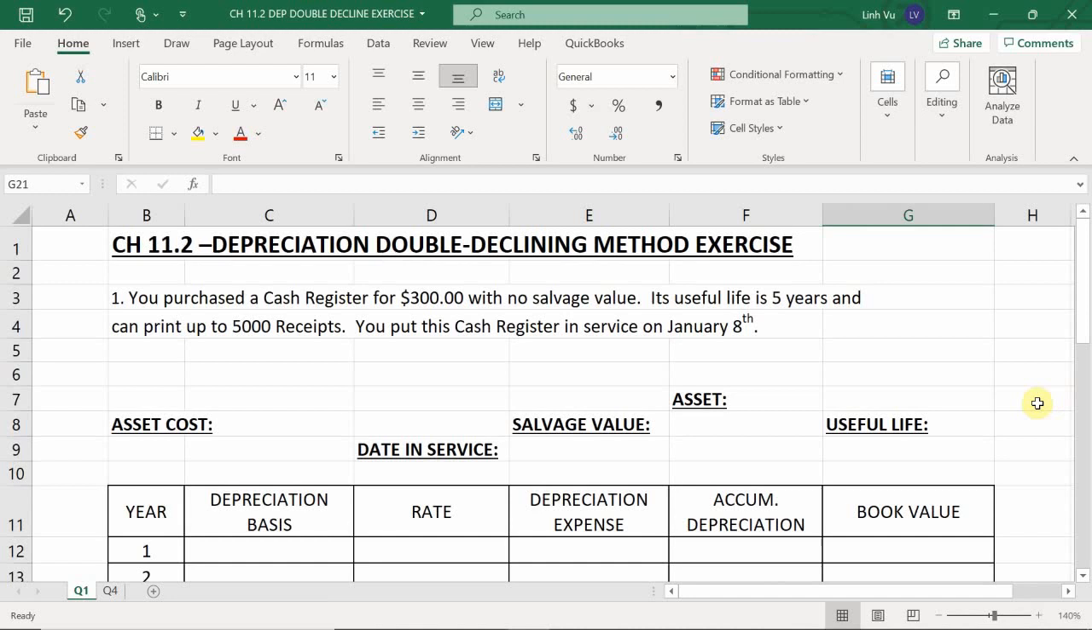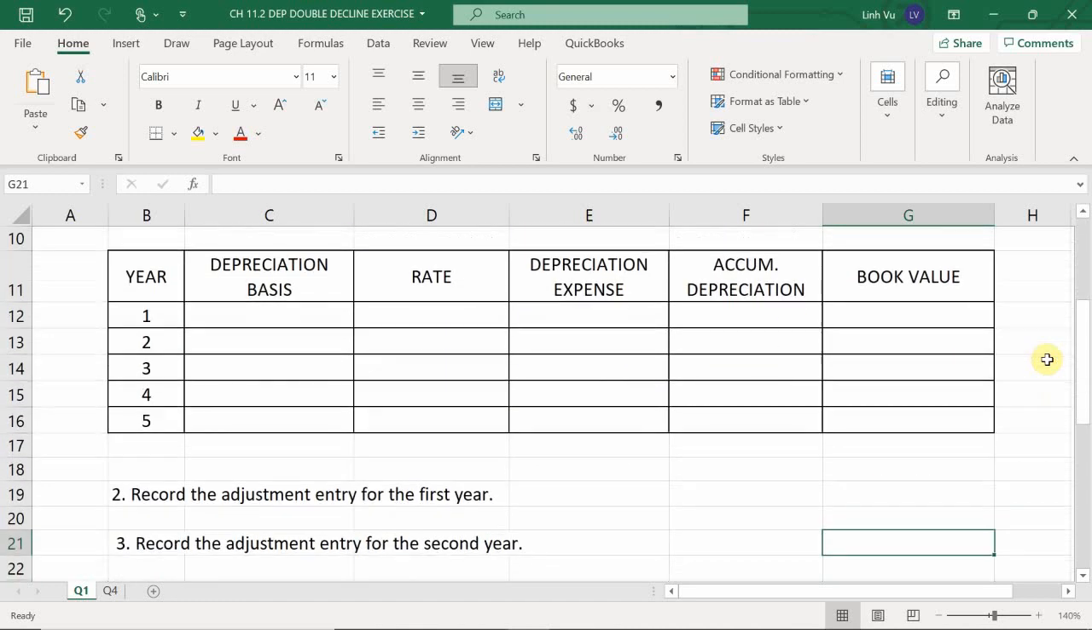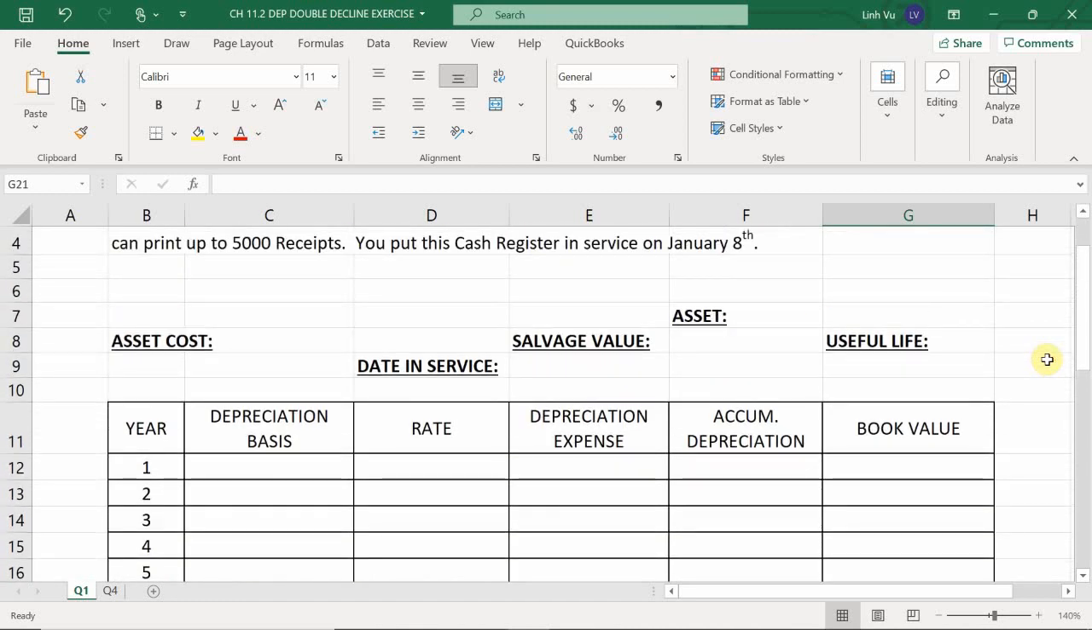All right, let's get started. So here, number 1, you purchased a cash register for $300, with no salvage value. Its useful life is 5 years, and it can print up to 5,000 receipts. And of course, you put this cash register into service as of January 8th. So assuming you're going to depreciate at the end of the year, let's go ahead and plug in our information here.